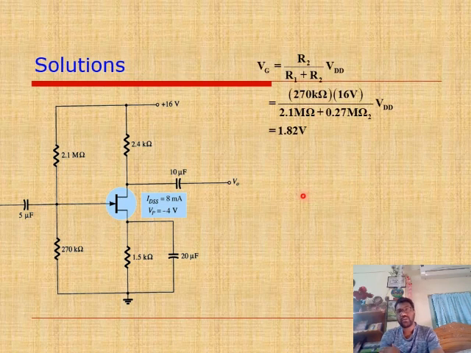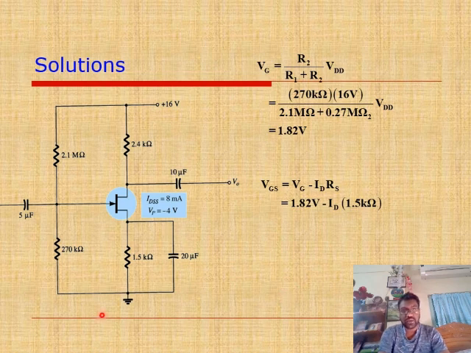Okay, VG. So let us first find the gate supply voltage, VG. This is R1 and this is R2. So VG is R2 by R1 plus R2 into VDD. VDD is 16 volts. So R2 is 270 kilo ohm divided by 2.1 mega ohm plus 270 kilo ohm, or 0.27 mega ohm, into 16 volt. So 1.82 volt of VG will be working over here.